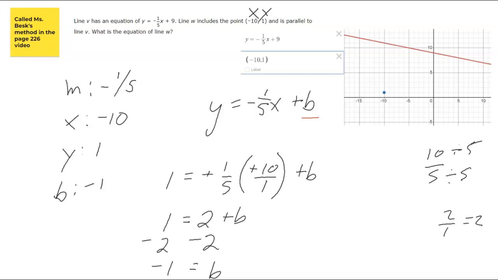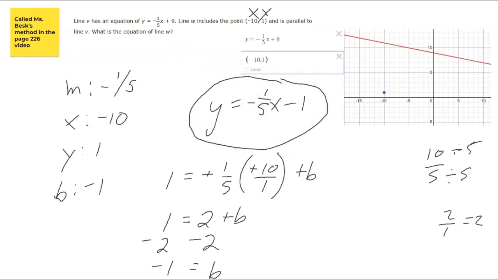So b is -1, and then we're able to substitute that b right here. And I know that plus -1 is the same as saying -1. So that is our equation.